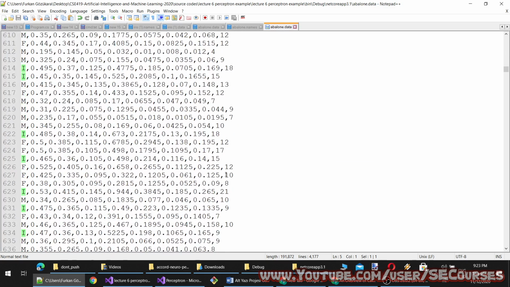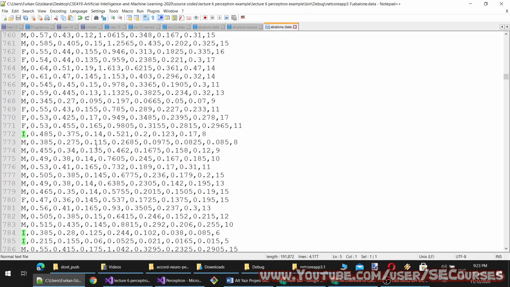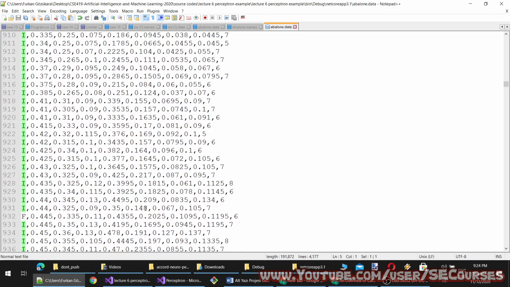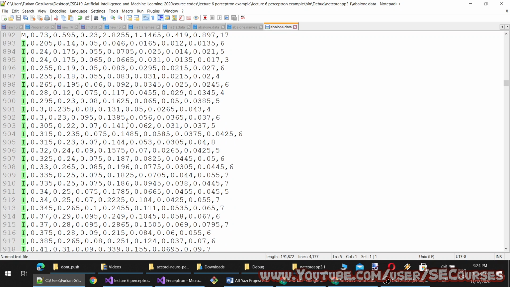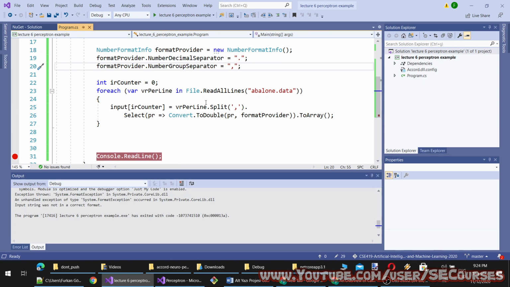Okay, we see that all the data is between 0 and 1, because they are scaled that way. I don't know if there is anything bigger than 1. So what I'm going to do is replace data like this.